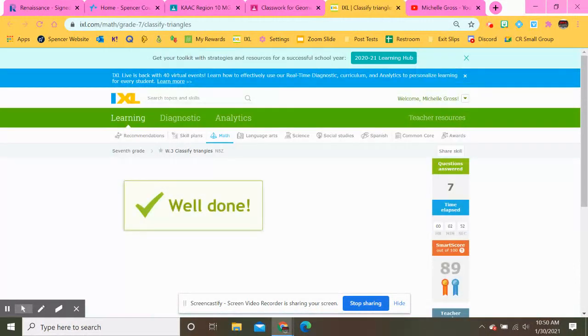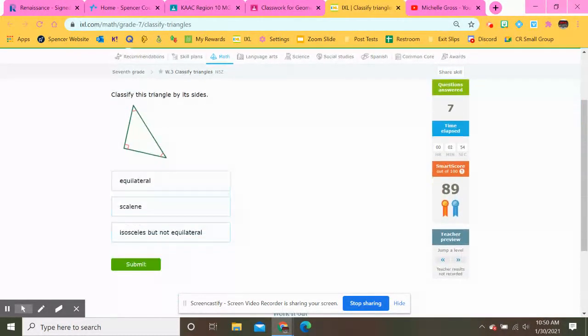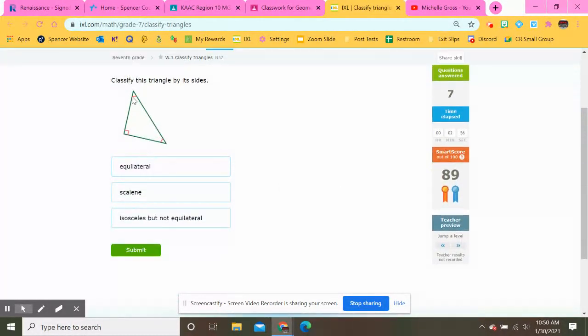Hopefully we can find one that's isosceles. This one right here would be isosceles. Do you see how these two are the same, but this one is different? This one's a right angle, and these are two acute angles, but they're the same, so this one would be isosceles.